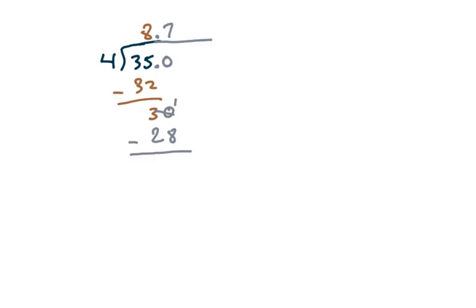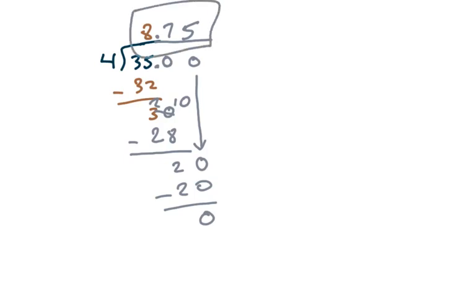So 30 minus 28 gives me 2. Because I have a number left over, I'm going to tack on another 0, bring that down, and repeat the process. How many times does 4 go into 20? It goes in 5 times. 5 times 4 is 20. Subtract, and we get 0. And then we get 8.75, which is what we knew it was going to be anyways.